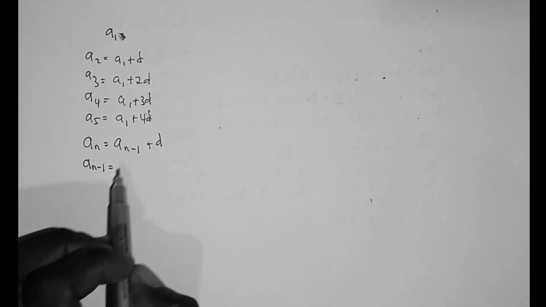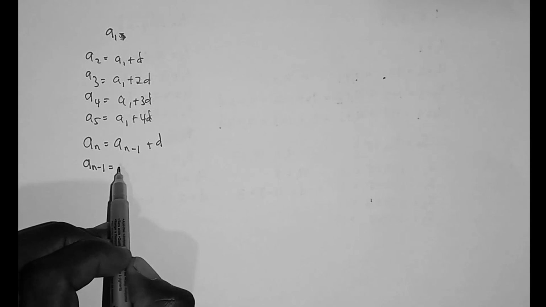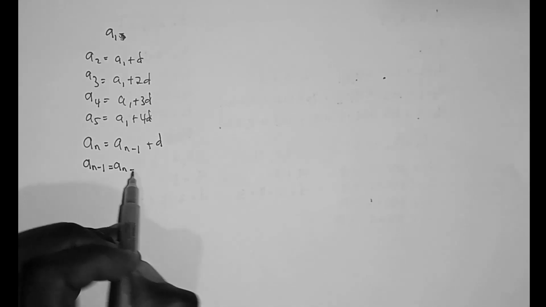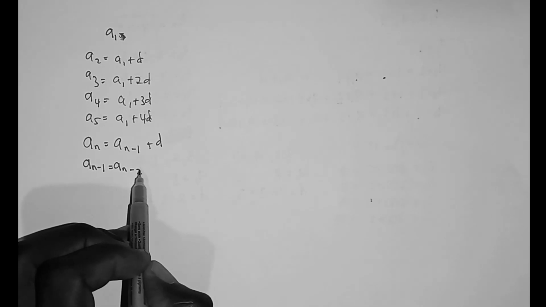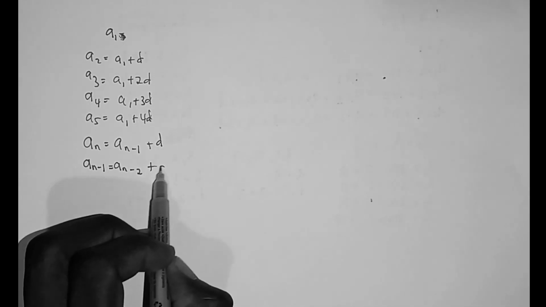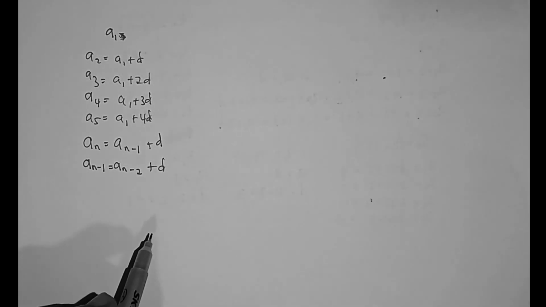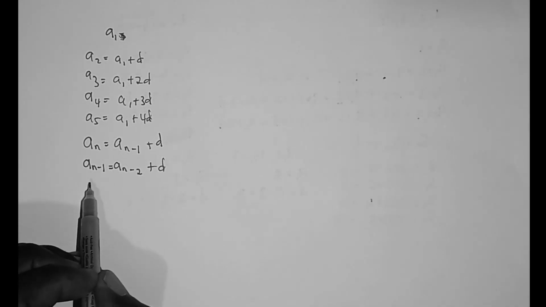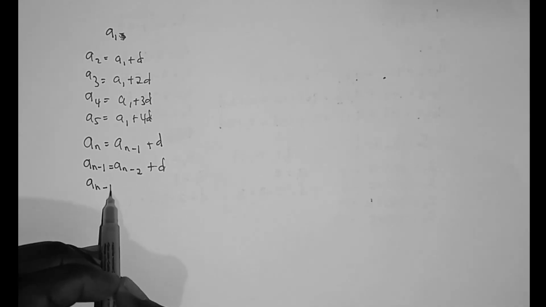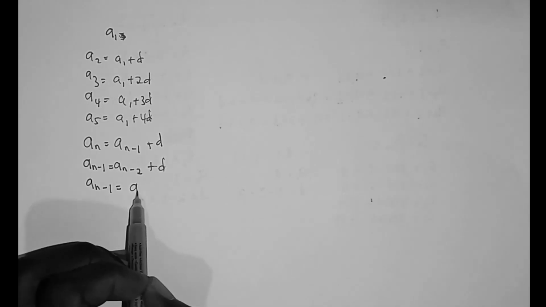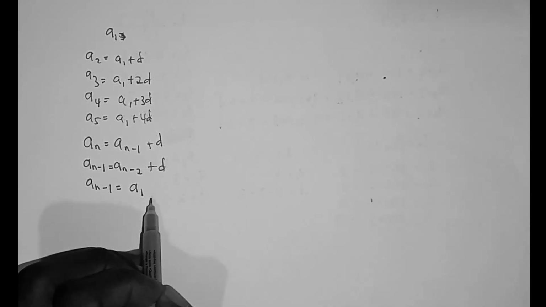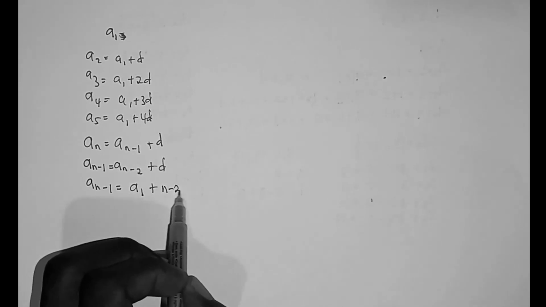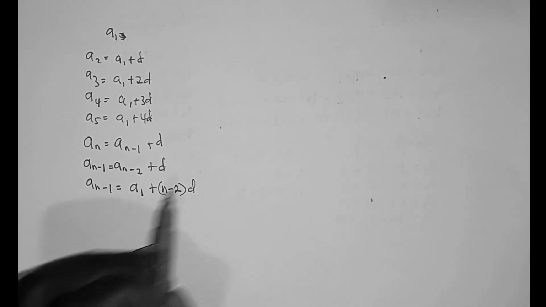And the last but one term in that case is going to be an minus 2 plus the common difference d. So in terms of A1, an minus 1 is equal to A1, which is the first term, plus n minus 2 times the common difference.